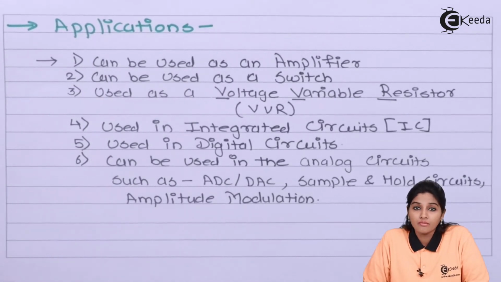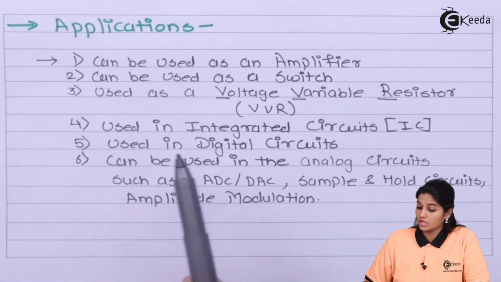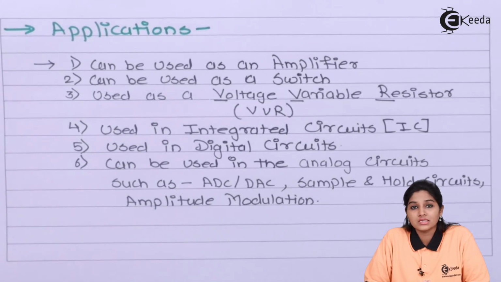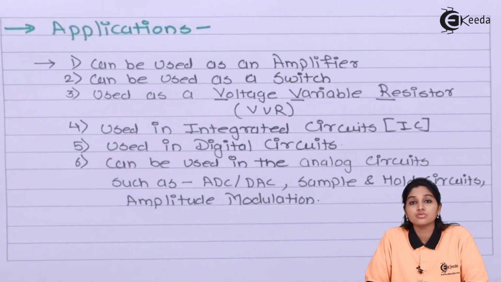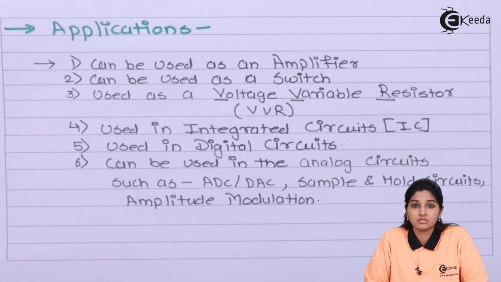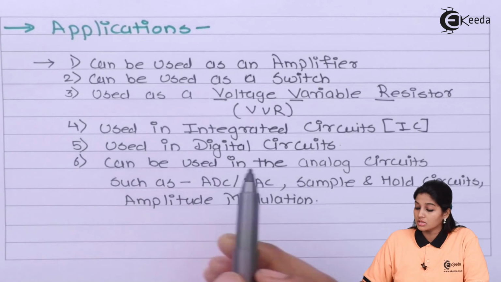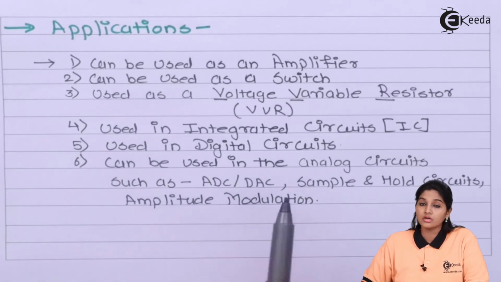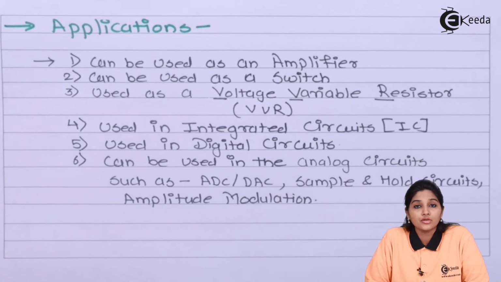The next application of JFET is that it is used in integrated circuits. As we know, the FET is smaller in size, light in weight and simple to fabricate as compared to BJT. It is used extensively for the formation of integrated circuits. It can be used in digital circuits, and in analog circuits such as A to D converter, D to A converter, amplitude modulation circuit, sample and hold circuit, and many more.